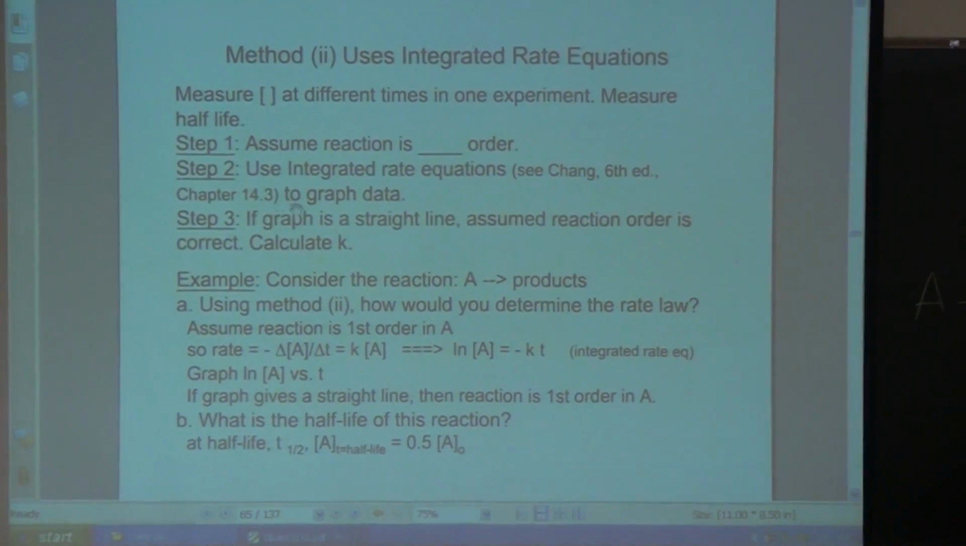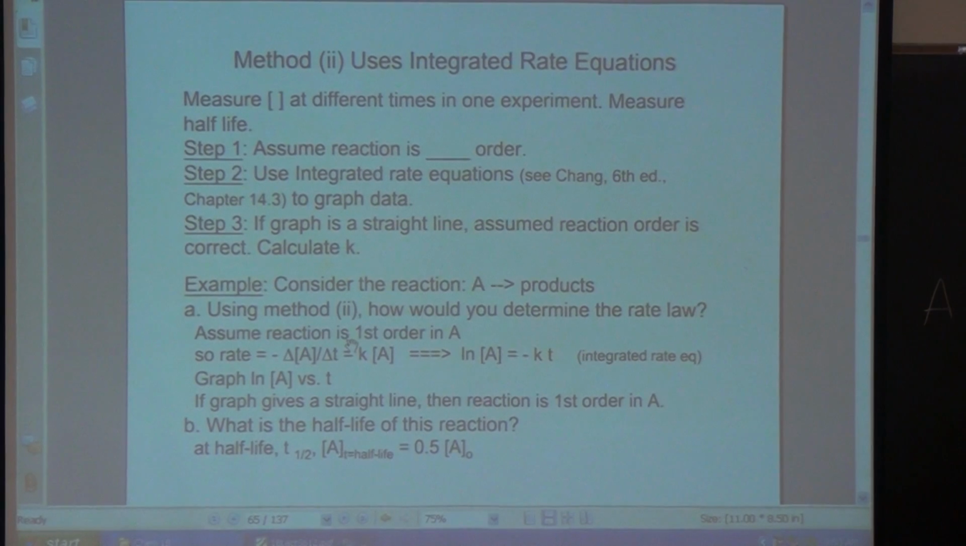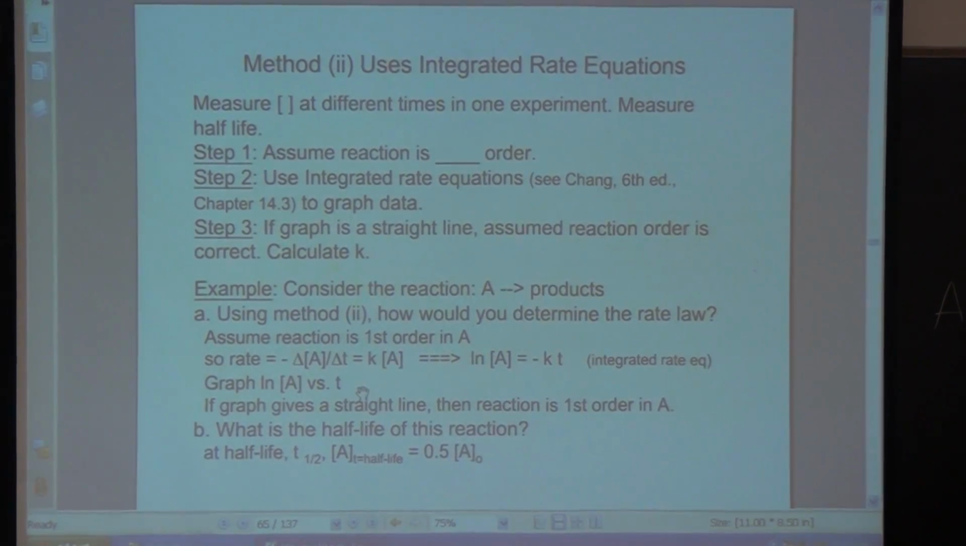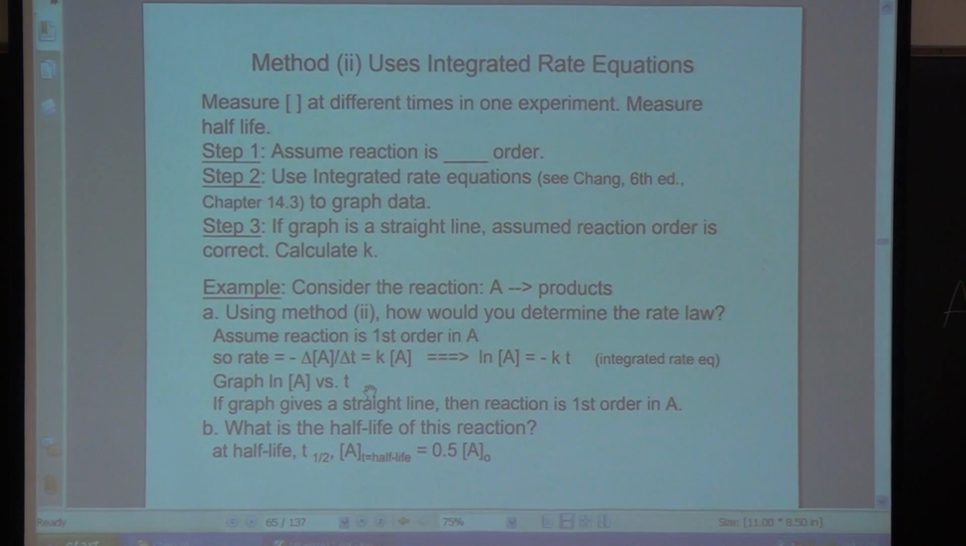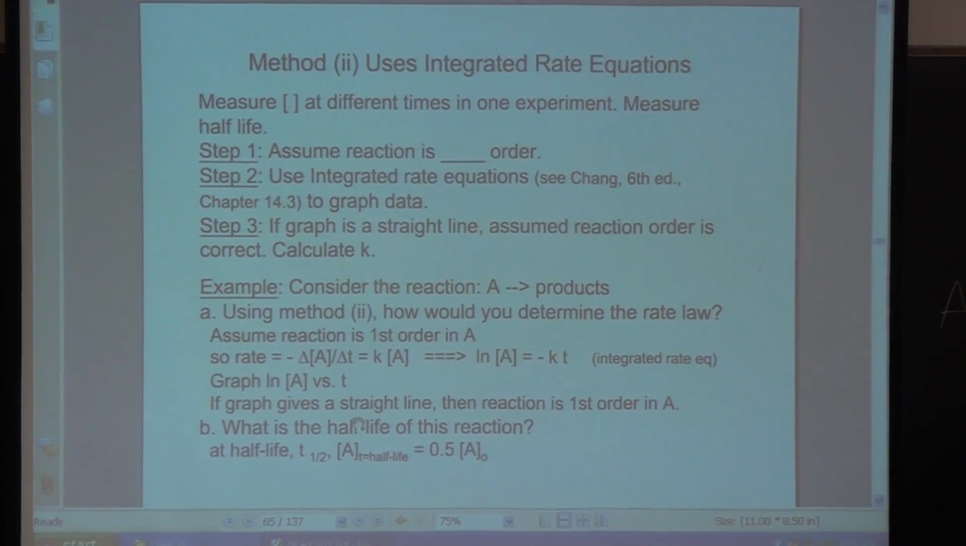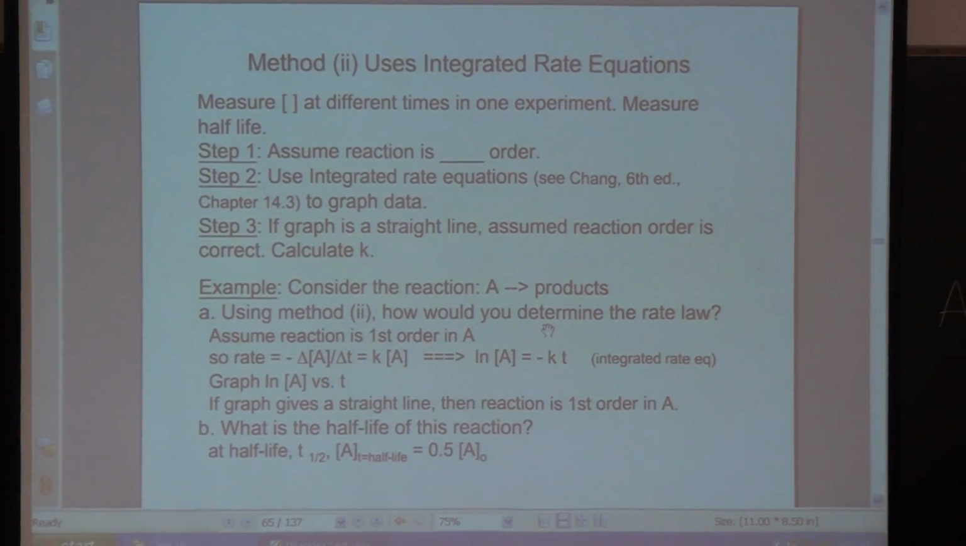So here's our example. We have A going to product, using method 2 to determine the rate law. So we did our calculus here, the graph of the natural log of A. Okay, now let's go to part B. What is the half-life of this reaction? So if we take a look at this graph here, note that this concentration represents the initial concentration of A before the reaction starts.